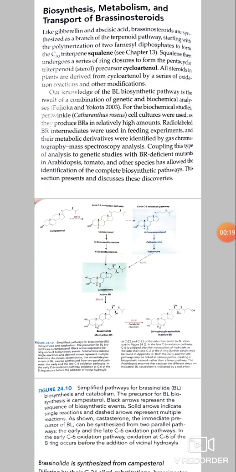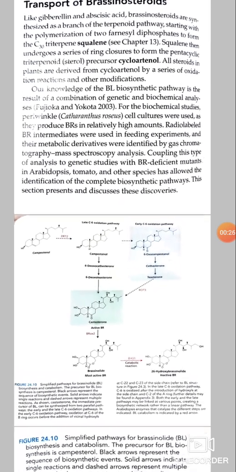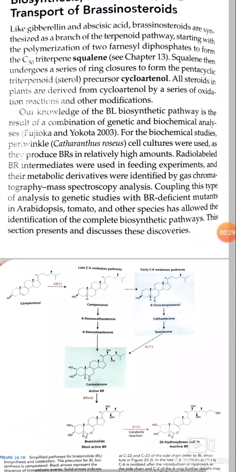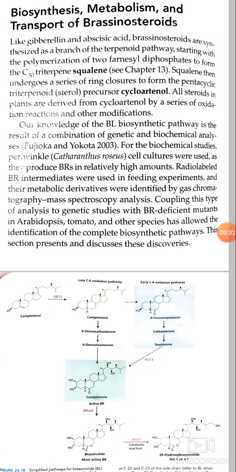Like gibberellin and abscisic acid, brassinosteroids are synthesized as a branch of the terpenoid pathway, starting with the polymerization of 2-farnesyl diphosphate to form C30 triterpene squalene. Squalene then undergoes a series of ring closures to form the pentacyclic triterpenoid precursor, cycloartenol. All steroids in plants are derived from cycloartenol by a series of oxidation reactions and other modifications.